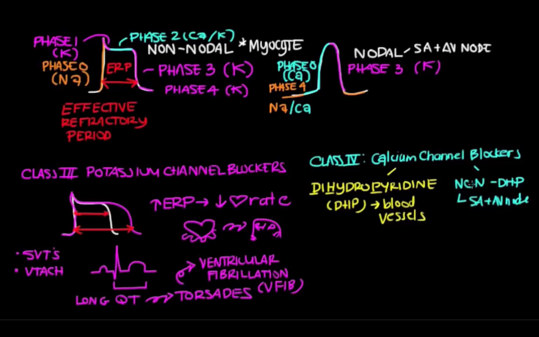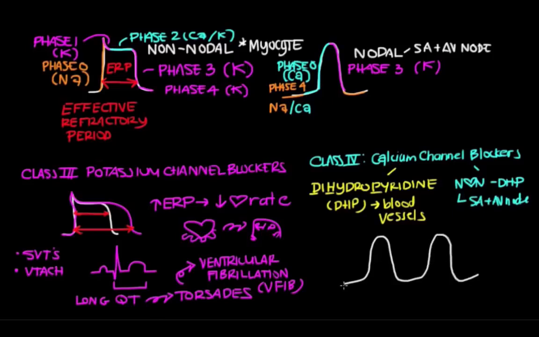Sometimes to remember this, I will erase this O and I'll draw in a heart in place of the O so that I remember that the non-dihydropyridine calcium channel blockers work at the heart. And again, the dihydropyridine calcium channel blockers work at blood vessels. They have little to no effect at the SA and AV node. So where in the nodal action potential are calcium channels important? Well, they're important at phase 0.